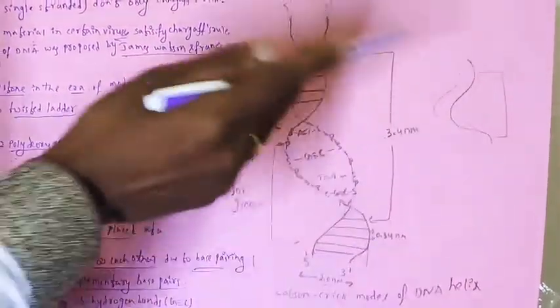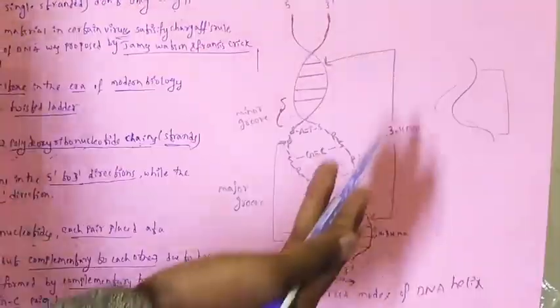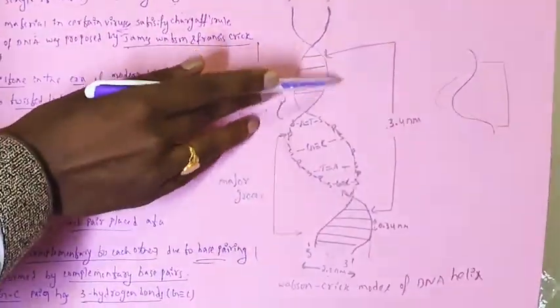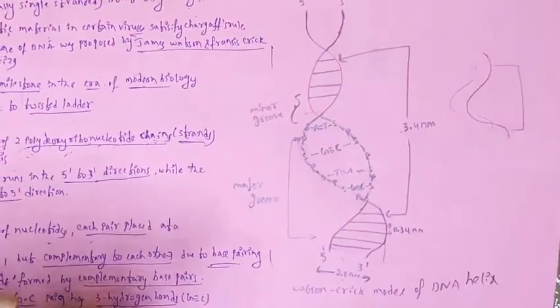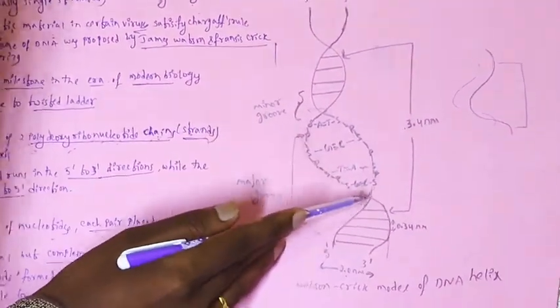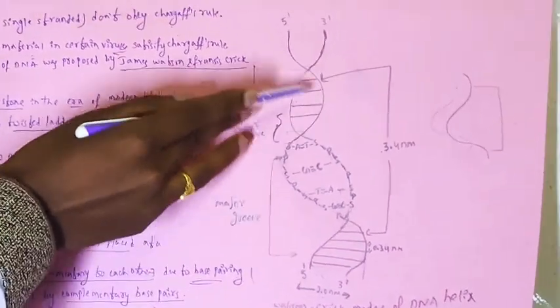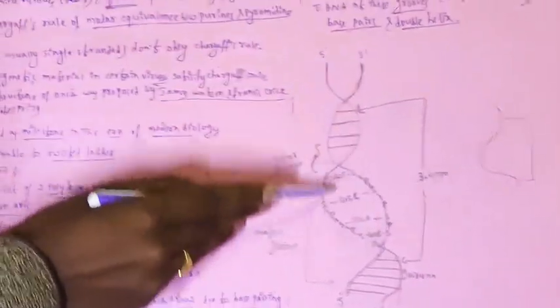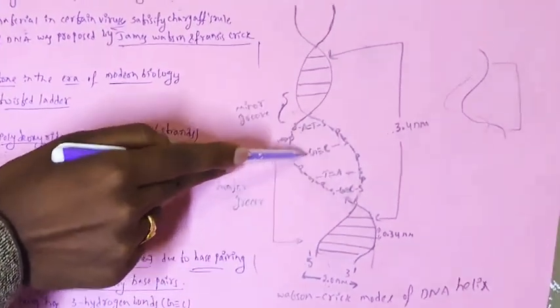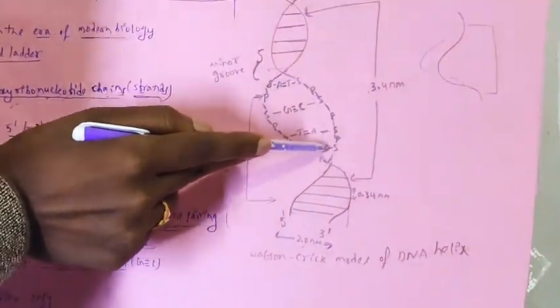Guanine is connected to cytosine, one pair, and adenine is again connected to thymine, like that. That makes 10 pairs in each turn of the helix. These lines represent only the connection between adenine and thymine, or guanine and cytosine. Here I represented it like this: adenine, thymine, guanine, cytosine, thymine, adenine, guanine, cytosine.